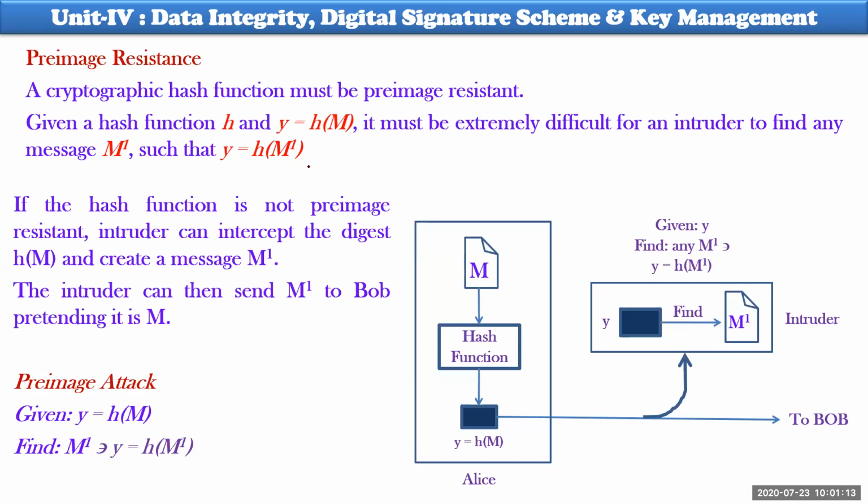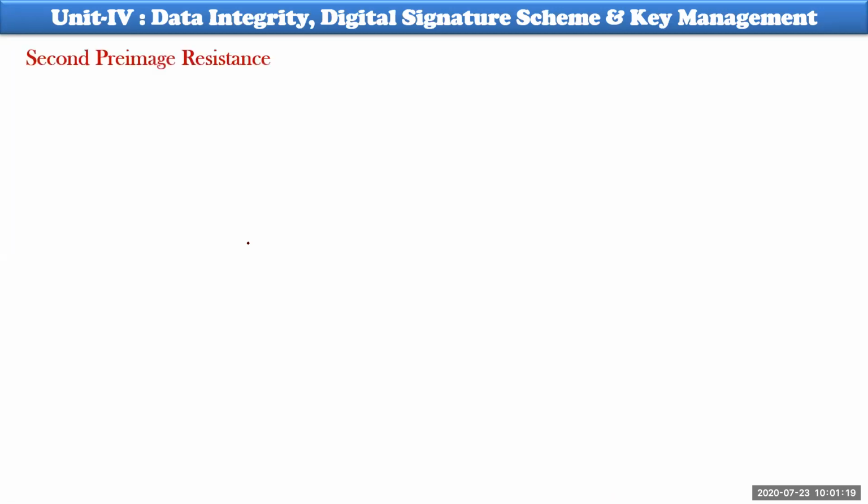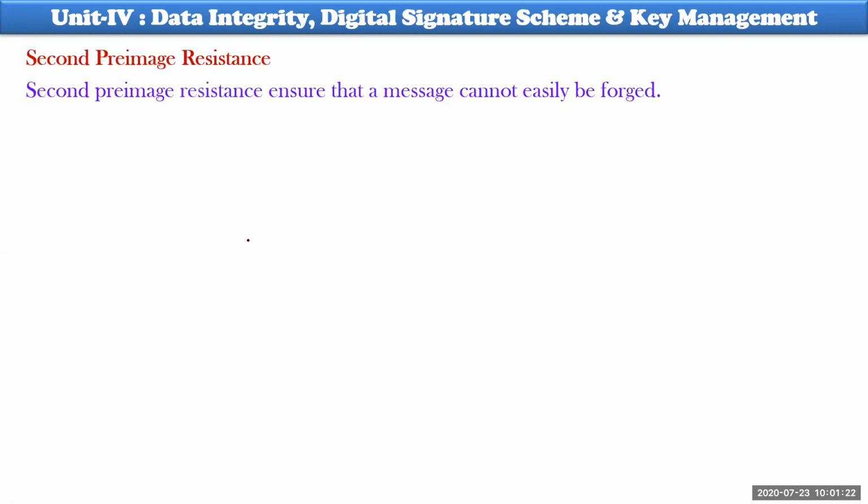Okay, motivation for digital signature. This concept was already discussed with you. And then second pre-image resistance ensures that a message cannot be easily forged. Here you need to understand one particular point. Throughout this unit, we consider that the message is also open for everybody. Even the intruder can see what message has been transmitted over the insecure channel. It could be seen by everybody.